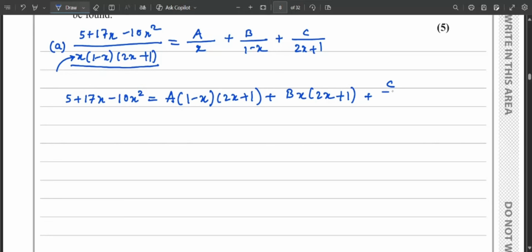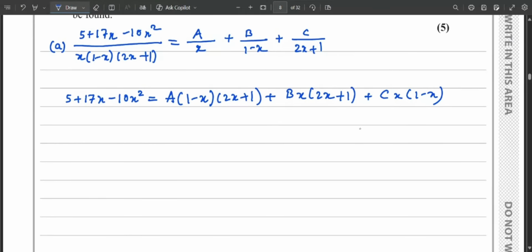For c, if we multiply this fraction with our denominator, x into 1 minus x into 2x plus 1, we can see that these two cancel out, and ultimately we can write cx and 1 minus x. So this is our expression when we multiply both sides by the denominator of our original function.